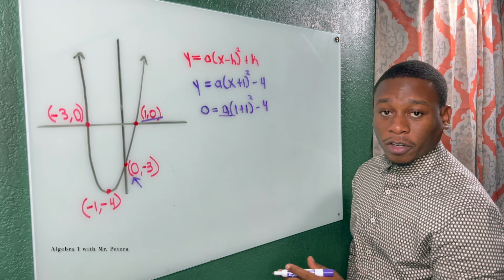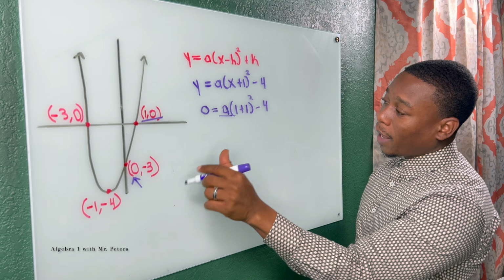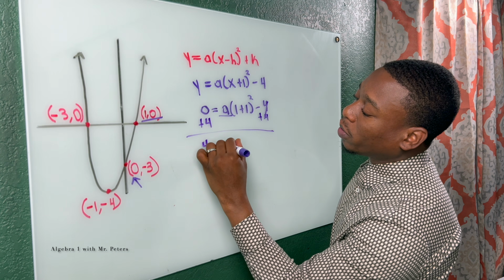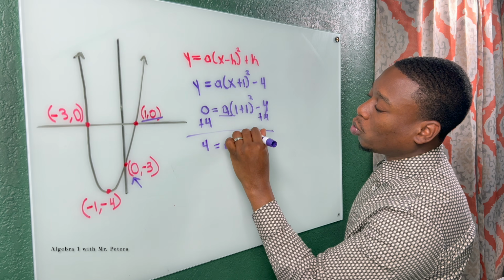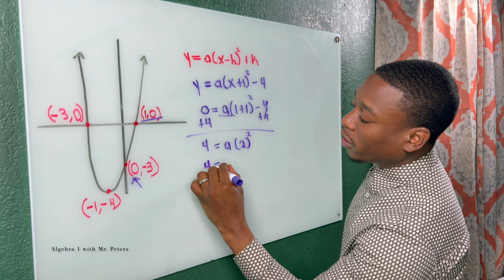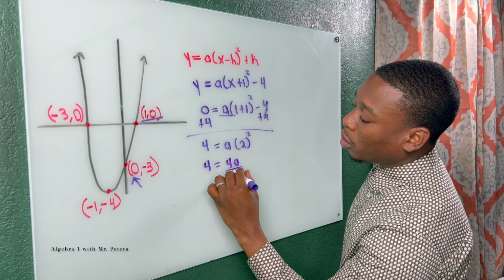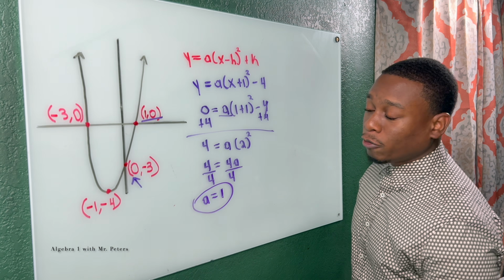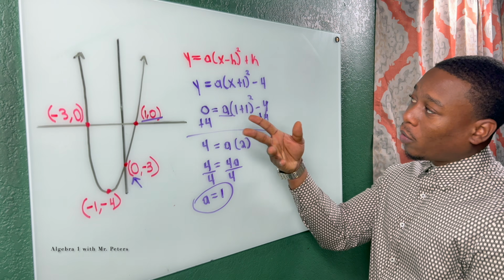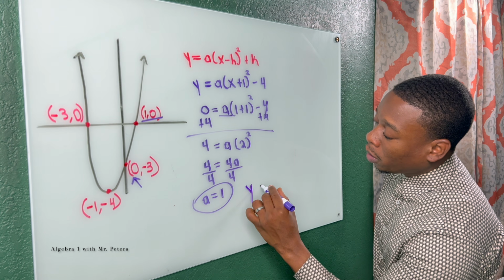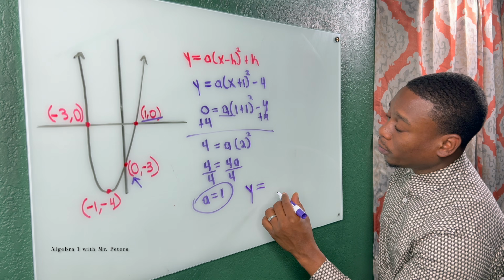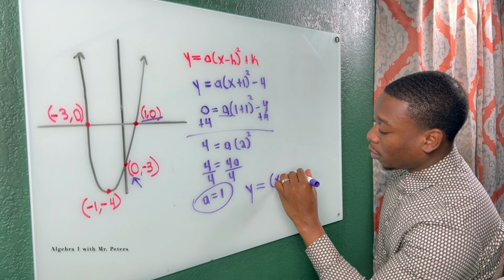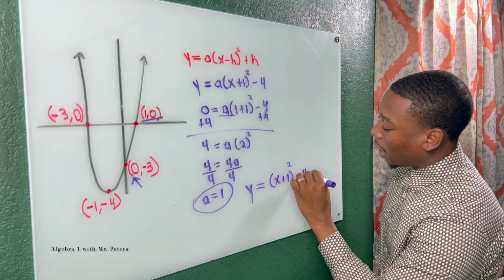And our goal is to try to figure out what a is. So I'm going to add 4 on both sides, right? We get 4 is equal to a times 2 squared. So we know 4 is equal to 4a. Once I divide by 4, I know a is equal to 1. So when I go back now and I substitute and write the equation, my answer will be y is equal to, we're not going to put a because it's 1, so x plus 1 squared minus 4.